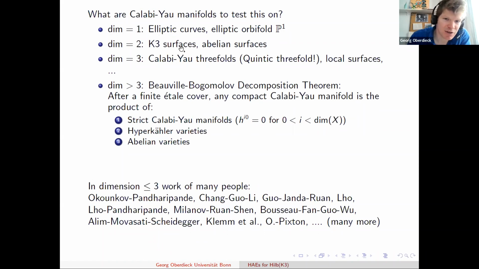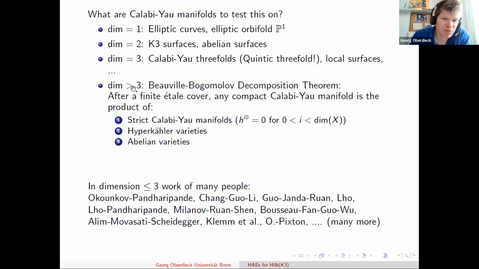Then in dimension 2, you can study K3 surfaces and abelian surfaces, and you can see structure like this in both cases. And then in dimension 3, the really interesting cases are the Calabi-Yau threefolds, in particular the quintic threefold. There has been very beautiful work on this in the last 3-4 years, in particular by Zhang, Bo and Li, and Guo, Janda and Ruan. And then also local surfaces and orbifold Calabi-Yau threefolds and so on. So there's some list of cases that one can study. In dimension bigger than 3, this has not really been looked at. There was one work by Cleme on elliptic Calabi-Yau fourfolds, but otherwise there's not so much work that has been done.